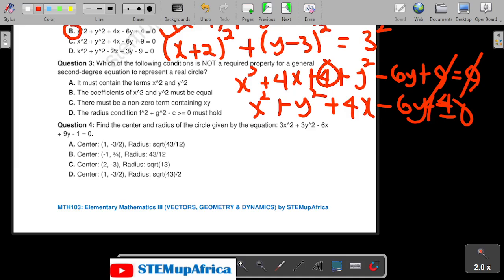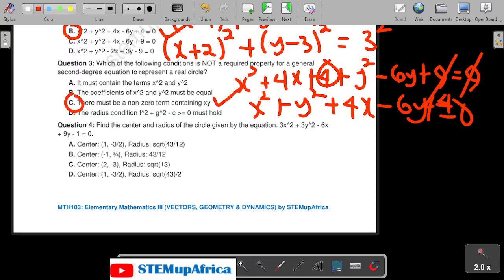Which of the following conditions is not a required property for a general second degree equation of a circle? Second degree, so it must contain x squared and y squared, which is true. The coefficients of x squared and y squared must be equal, very true. And there must be a non-zero term in xy. That is not true. So the option is C.